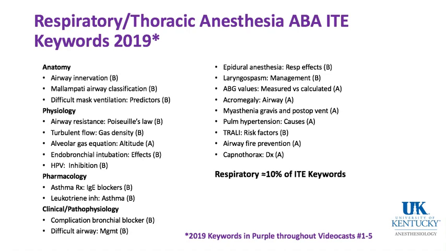The A after this stands for the advanced anesthesia content. Acromegaly and how an airway can be difficult to manage in those patients. Myasthenia gravis and how some of them require postoperative ventilation and what predicts that. Pulmonary hypertension, the causes, transfusion-associated lung injury, risk factors for such, airway fires, and capnothorax.